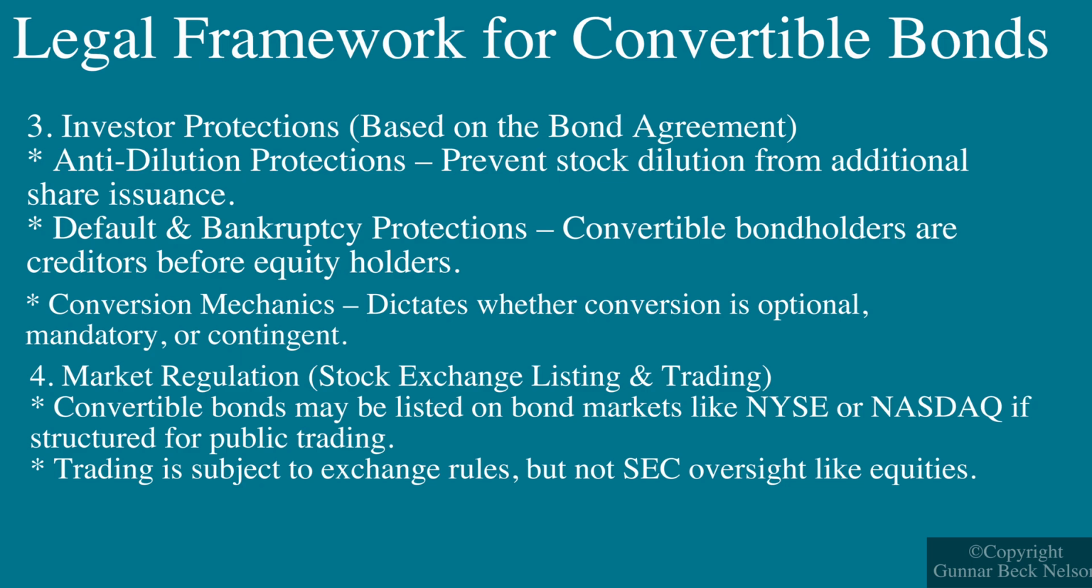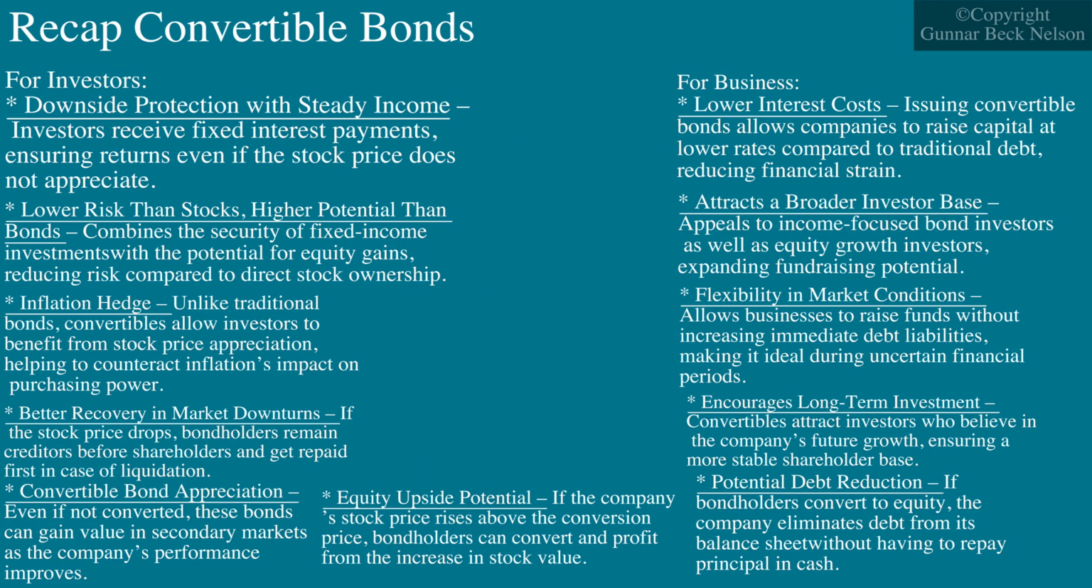And in the context of market regulations, convertible bonds may be listed on markets such as the New York Stock Exchange or NASDAQ if structured for public trading, and trading is subject to exchange rules but not SEC oversight like equities. Convertible bonds are beneficial for investors because there's downside protection with steady income, liquidity and exit options, lower risk than stocks and higher potential than bonds, an inflation hedge, better recovery in market downturns, bond appreciation, and equity upside potential.